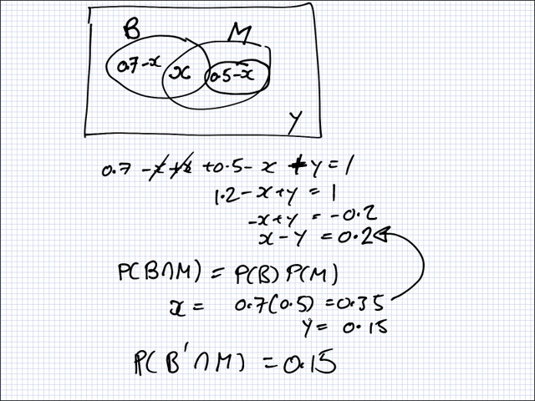What if they were dependent? That's a problem then, because I need to give you more information. Like what if B intersection M does not equal PB times PM? Then I need to give you more information. Yeah, no, that's definitely wrong. The answer is 15, not 20.